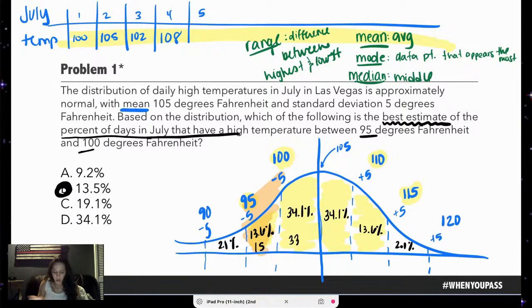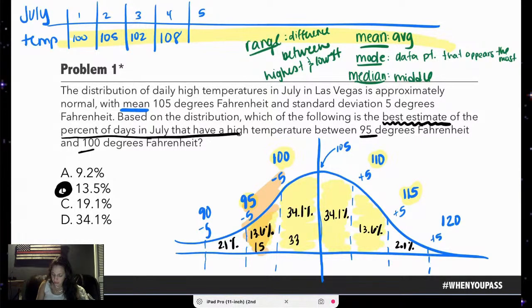But their answer choices say 13.5. You might have remembered 12.9. Which of those is the closest to that? That's all I'm asking. Now, let's do another question about that.